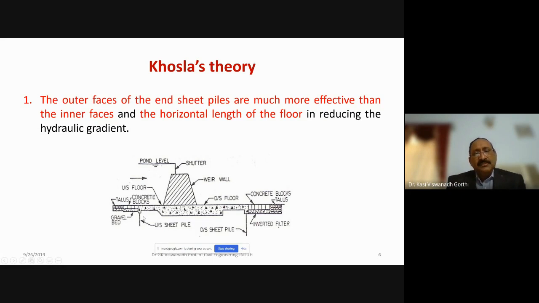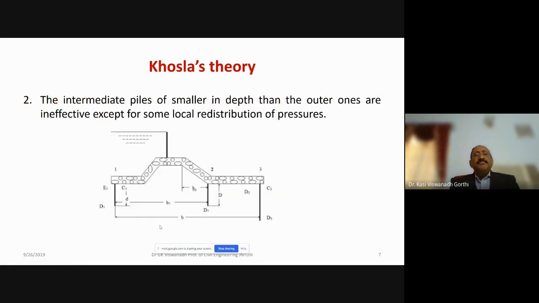The first observation is, you have the end piles. This is one pile, this is another pile. So these two piles have outer face and inner face. So the outer faces of these sheet piles are much more effective than the inner face. But in the case of Bligh, simply we have taken like D1 plus D1, here also D2 plus D2. But they say that it is not like that. Khosla made an observation that the outer faces are much more effective than the inner face and the horizontal length of the floor in reducing the hydraulic gradient. Secondly, the intermediate piles of smaller depth than the outer ones are ineffective except for the local redistribution of pressure.